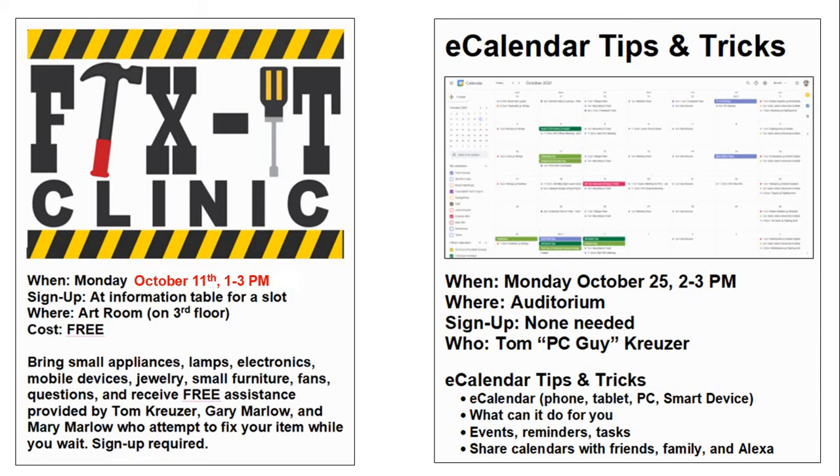Topic for October is going to be on calendars. A lot of people either don't use their calendar or may not know how to use the calendar, whether it's on your phone or your tablet or your PC or smart device. So we'll talk about that. We'll talk about what it can do, how you can set up events and reminders and tasks, and how you can share calendars with your friends and family.